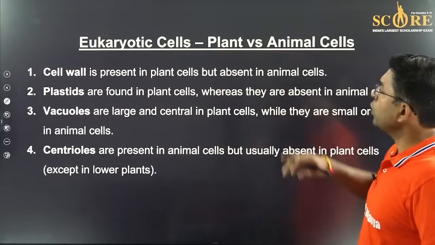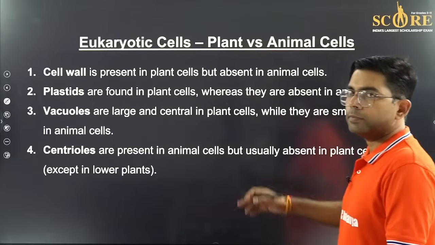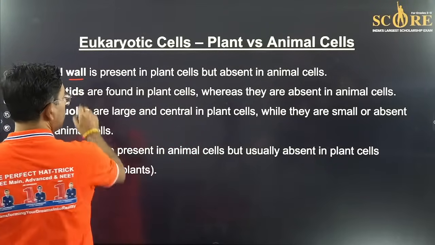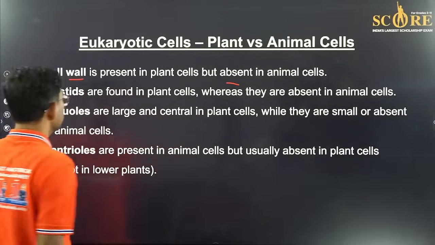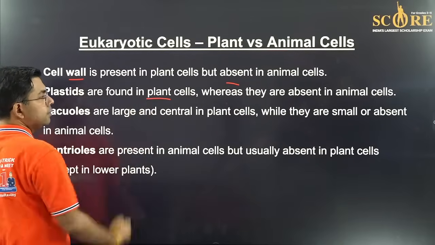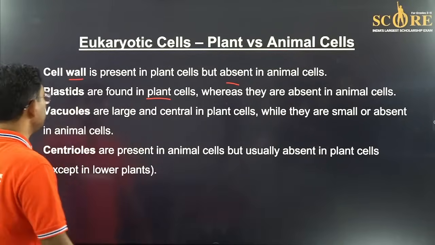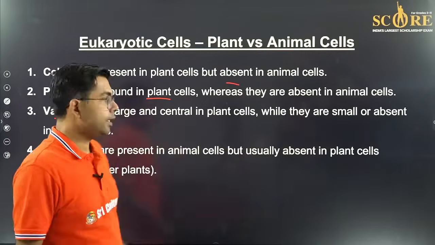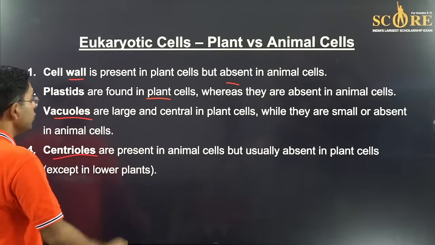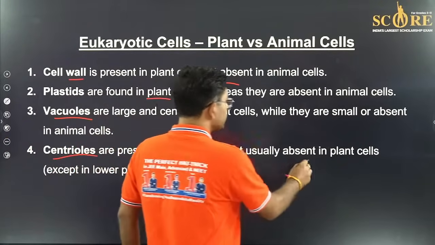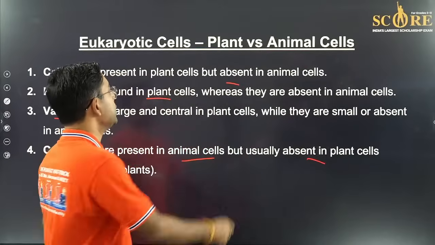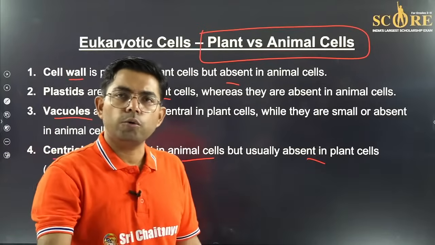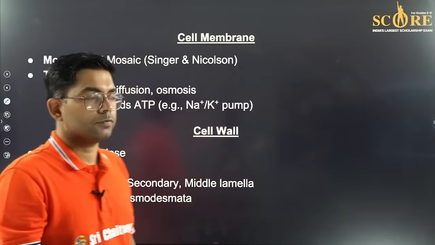Then coming to the eukaryotic cell. Eukaryotic cell can be plant and animal. Plant cell will have cell wall, which is absent in animal cell. Plastids are found in plant cell, whereas they are absent in animal cell. Vacuoles are large in plant cell, small or absent in animal cell, and centrioles are present in animal cell but absent in plant cell. So this is basic comparison between plant cell and animal cell, which most of you might already know, but it is important, so a question can be asked from here.